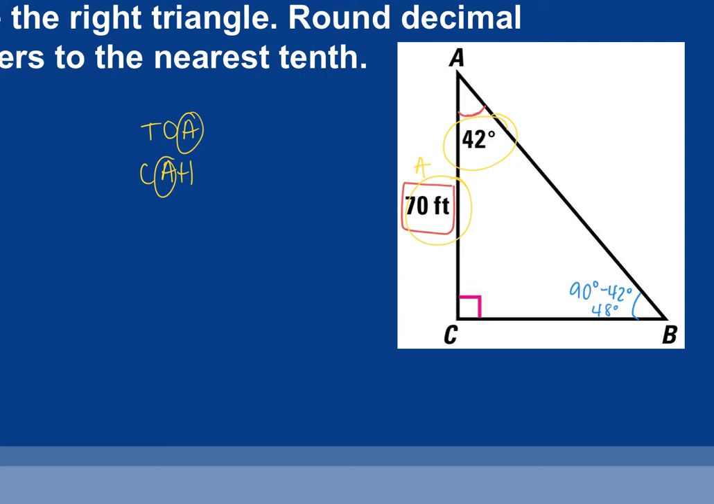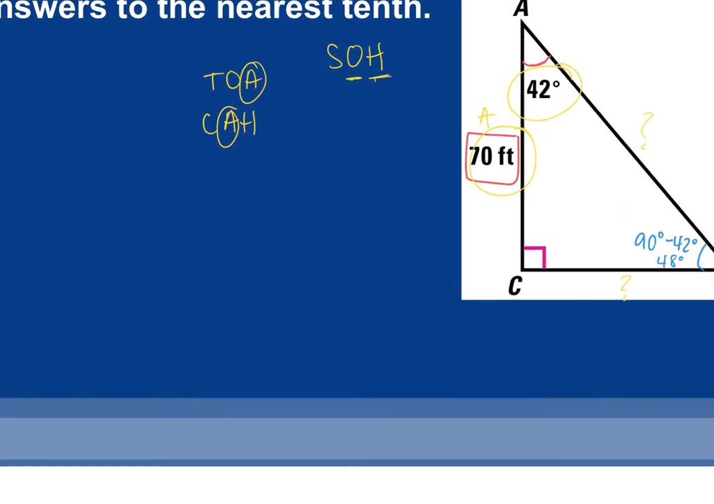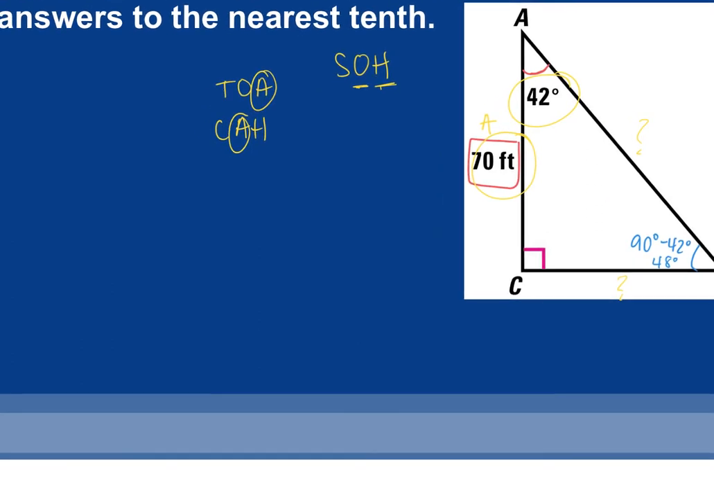The one we couldn't use is sine, or SOH, because we're not given the opposite leg, which is down here, and we're not given the hypotenuse, which is right here. So we run into 2 issues there. Just because we used cosine on the last example, let's use tangent here. So let's take the tangent of 42 degrees, and that is going to be equal to the opposite over the adjacent. See, TOA, T-O-A.